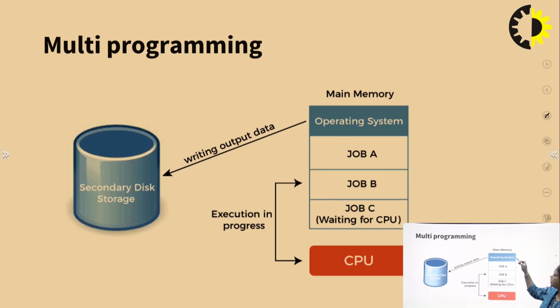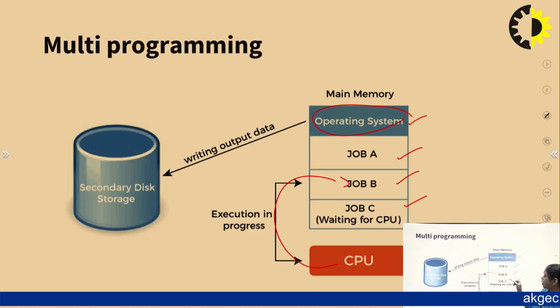So in this example, you can see this is the main memory scenario where we have the operating system part, and then we have three jobs: job A, job B, and job C. At this time, the CPU is allocated to job B, because only one job can be entertained by the CPU at a time. When job B is ready for the IO request, it will go for the IO request, where the CPU will not have any work now. So the CPU will be idle at that time if job B requires an IO request.